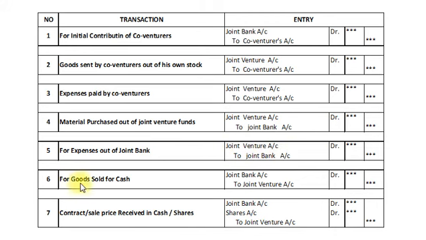The next, goods sold for cash. It is income of joint venture. So joint venture account will be credited and joint bank account is debited. Then contract or sale price received in cash or shares. So joint bank account debit, shares account debit to joint venture account. Like this, transactions are recorded in joint venture.